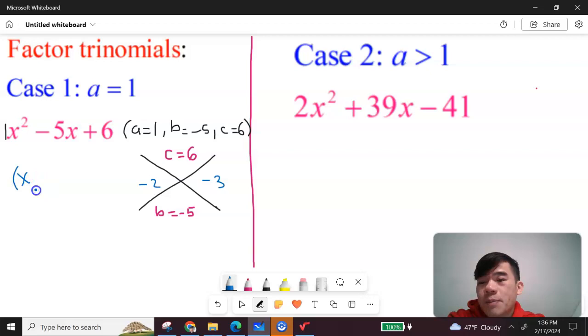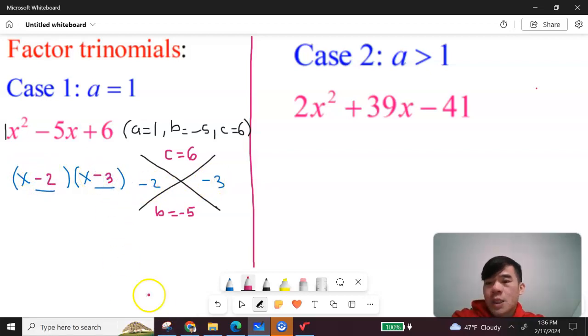(s blank) close parenthesis, (s blank) close parenthesis. Now you need to put the number right here: -2, put subtract 2; -3, subtract 3. Alright, we can check our work. We can use the box method to check our work.